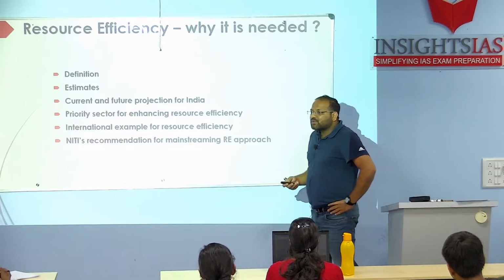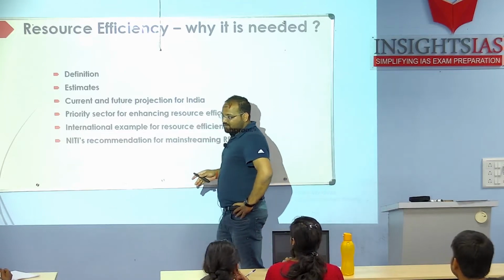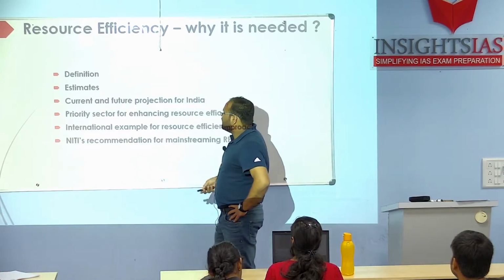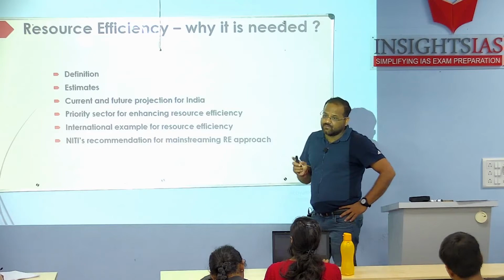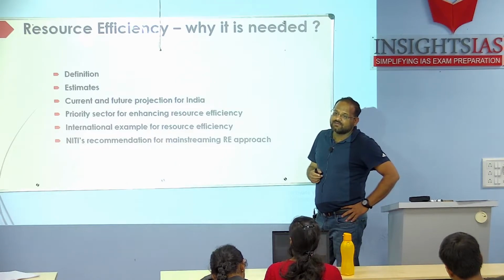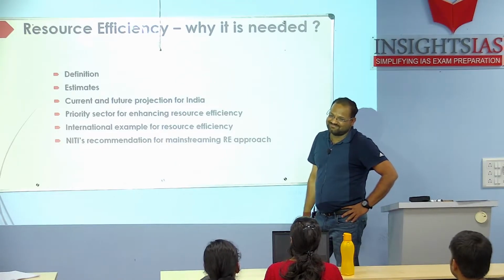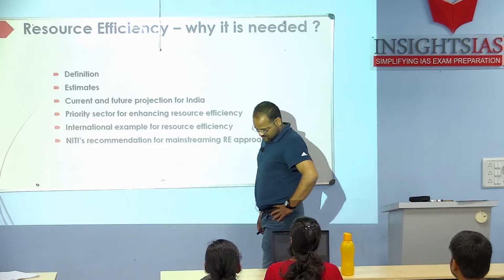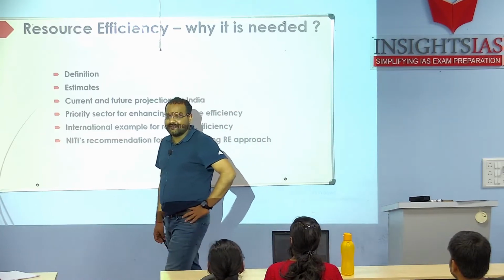Now it is being argued that okay fine, we have consumed, and where to cut down? What can be the priority sector for enhancing resource efficiency? One we have already seen. What was that? Very good. We have already seen, I am saying.